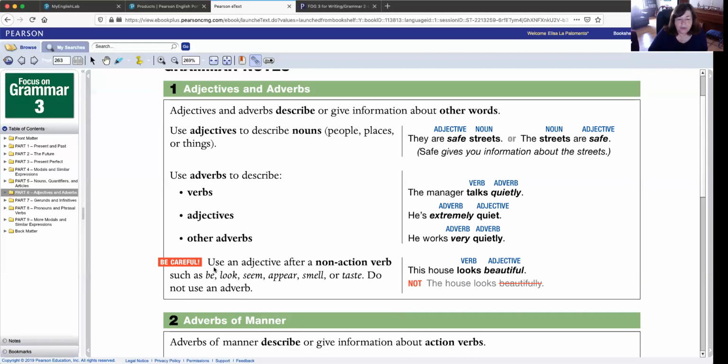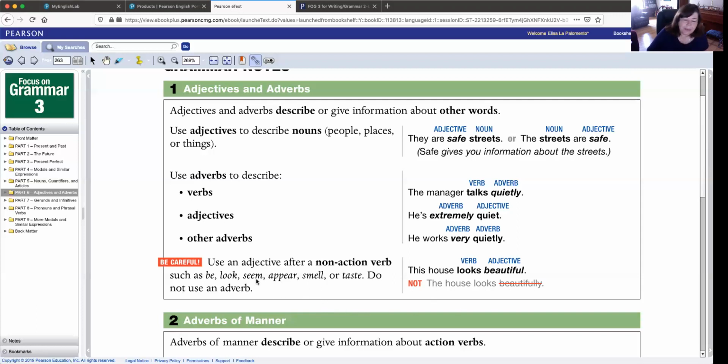It tells you here to be careful, use an adjective after a non-action verb. I mentioned this to you when we were looking at a sentence in the other part where they had the word look. So these words, such as be, so you know that's is, are, was, were, in past tense, to-be verbs. Look, seem, appear, smell, or taste. We do not use an adverb. This house looks beautiful. Okay. So this is a verb, okay? It's followed by an adjective because we cannot say the house looks beautifully.